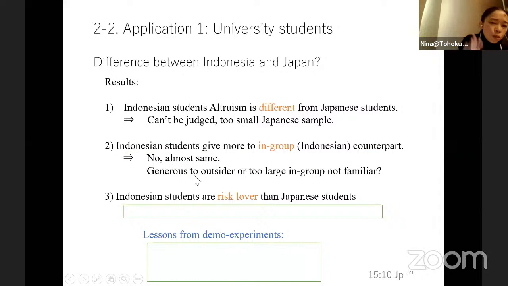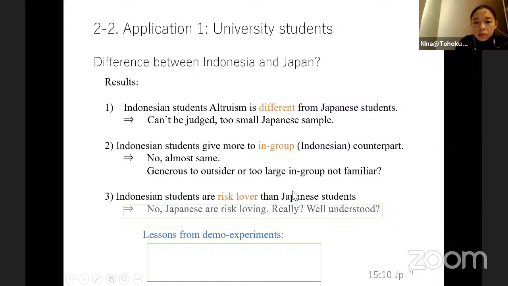Maybe you are generous to outsiders too, so it's the same. Or the insider group is too large. Maybe some of the friends you don't know, so maybe the same. That is my understanding. And are Indonesian students risk lovers or not? No. Rather, Japanese are risk loving. I wonder if they understood the question clearly or not.